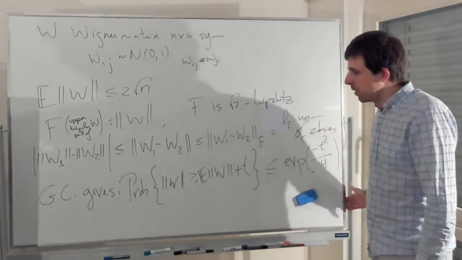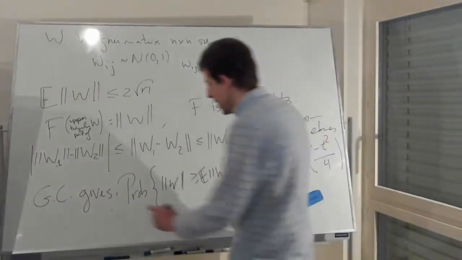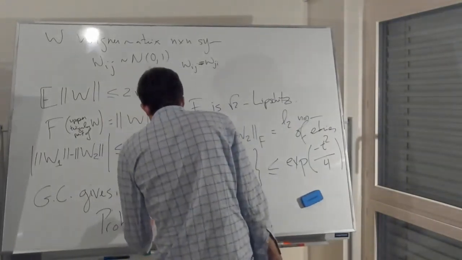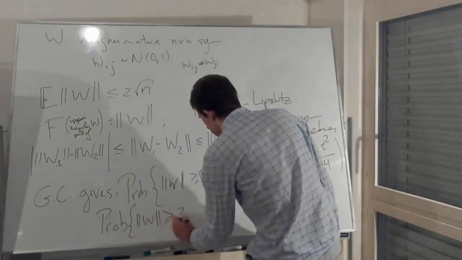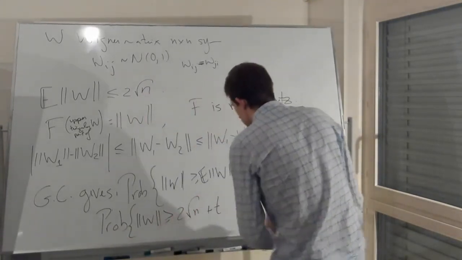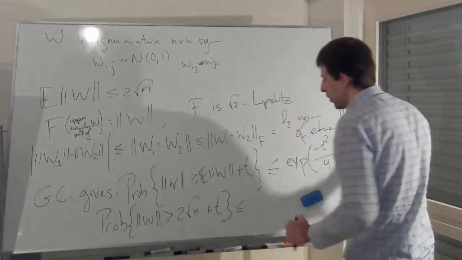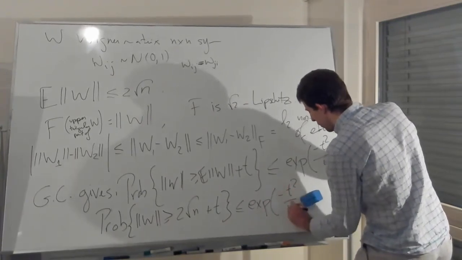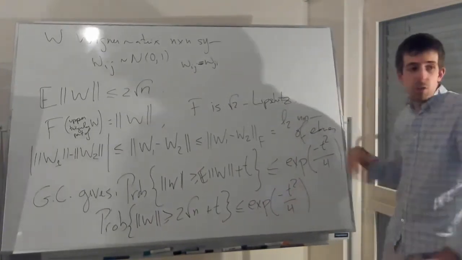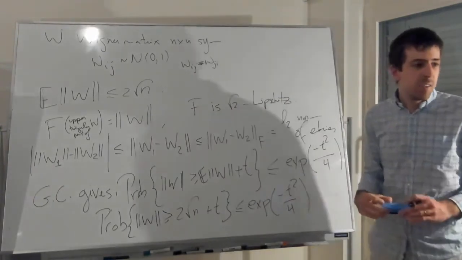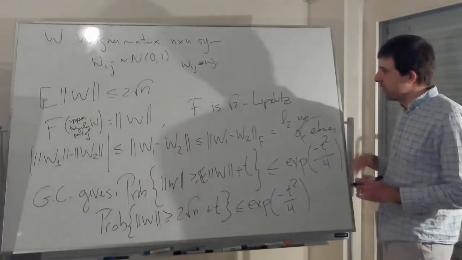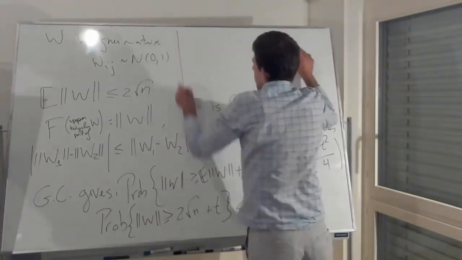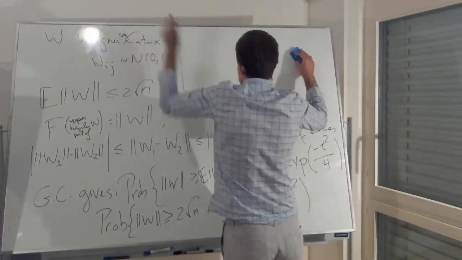What does this mean? Using that, we really have that the probability that the spectral norm of W is bigger or equal than 2 root n plus t is now smaller or equal than exponential of minus t squared over 4. So we already transformed this into a tail bound. But the nice thing is that we're actually transforming this into a very, very strong tail bound, because let's see what this gives.